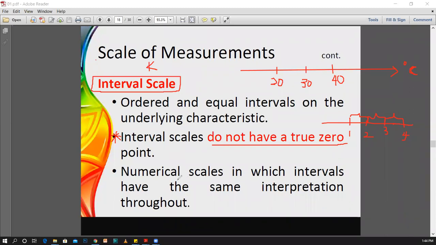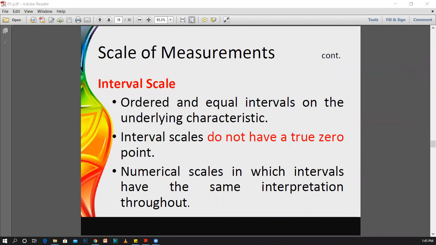Then, numerical scales in which intervals have the same interpretation throughout. That is what I have said previously also. In between these two, the same value range will be there. In between these two, again the same value range will be there. Therefore, throughout the intervals you may have the same interpretation. Here you may have equal intervals based on the underlying characteristics.